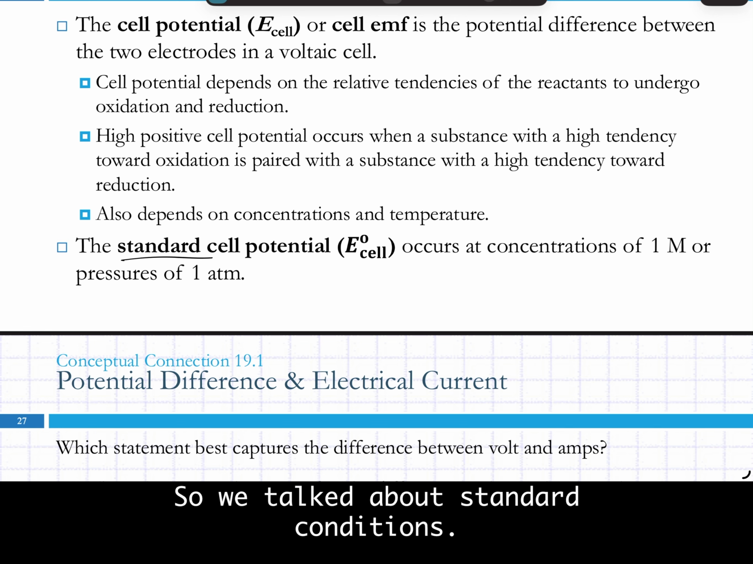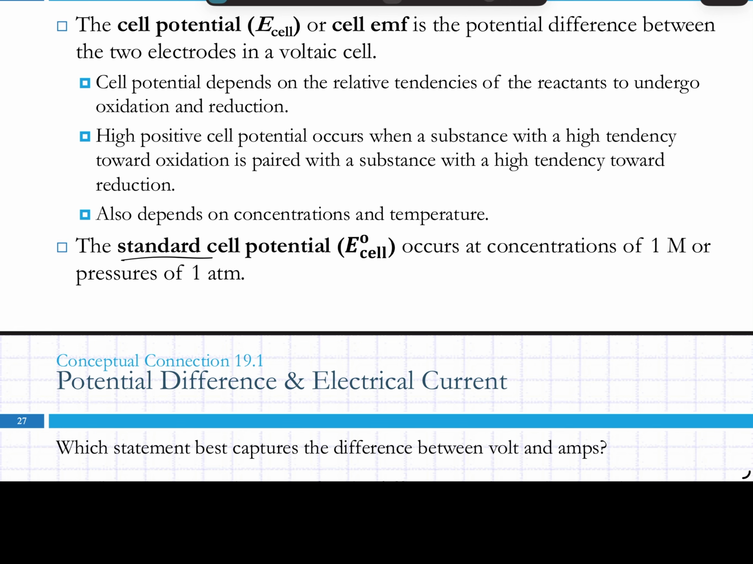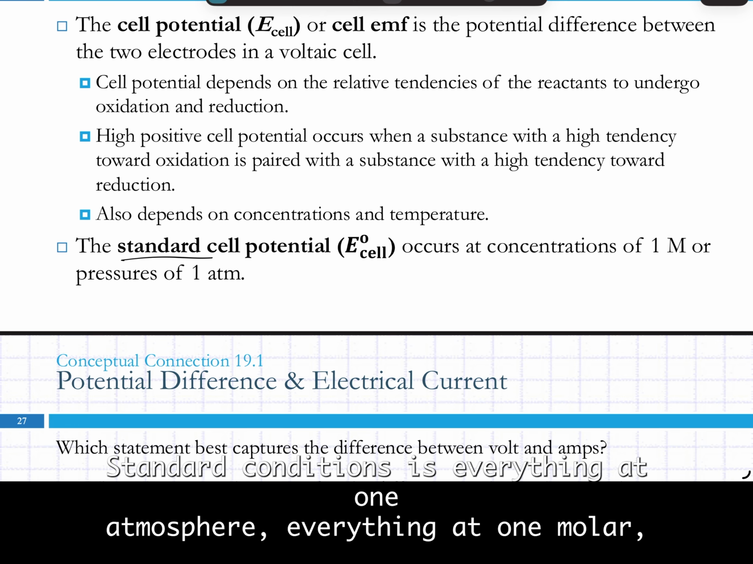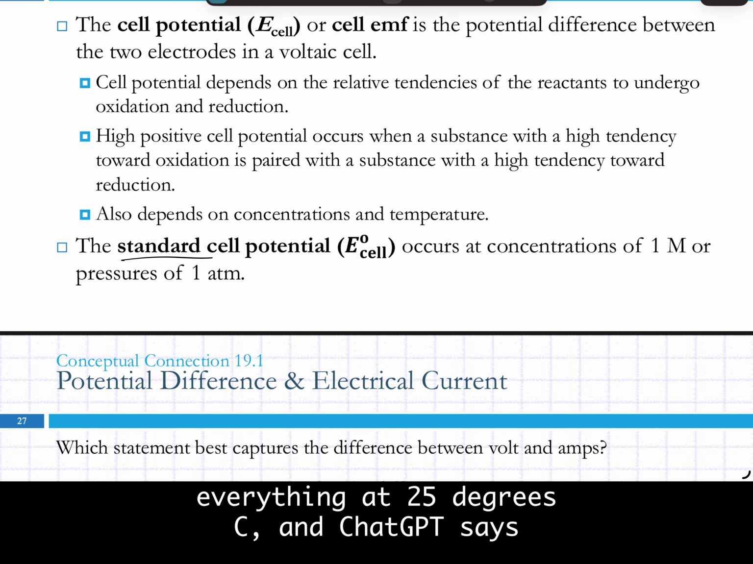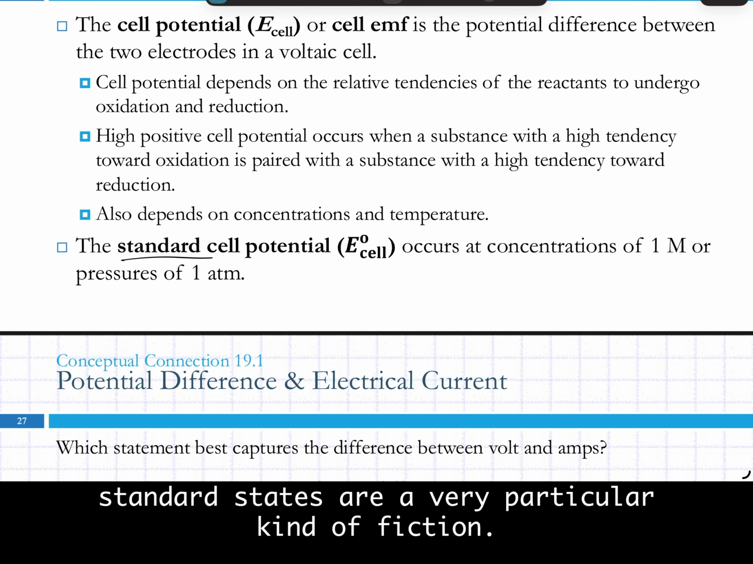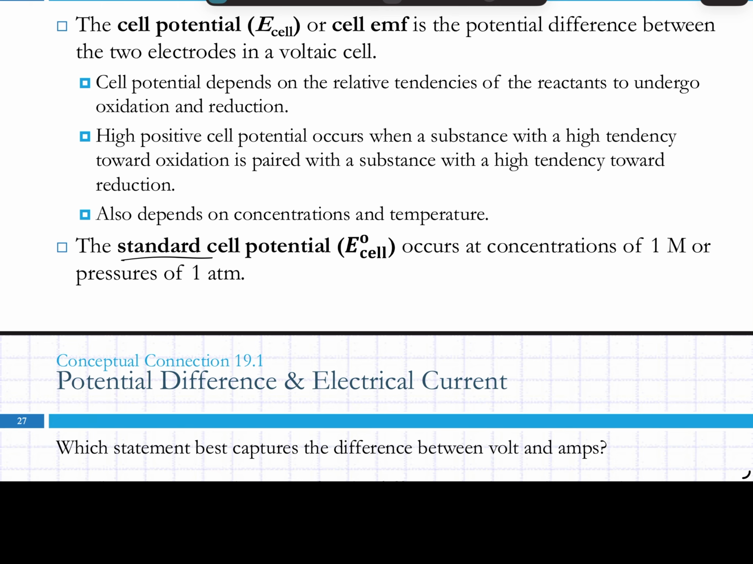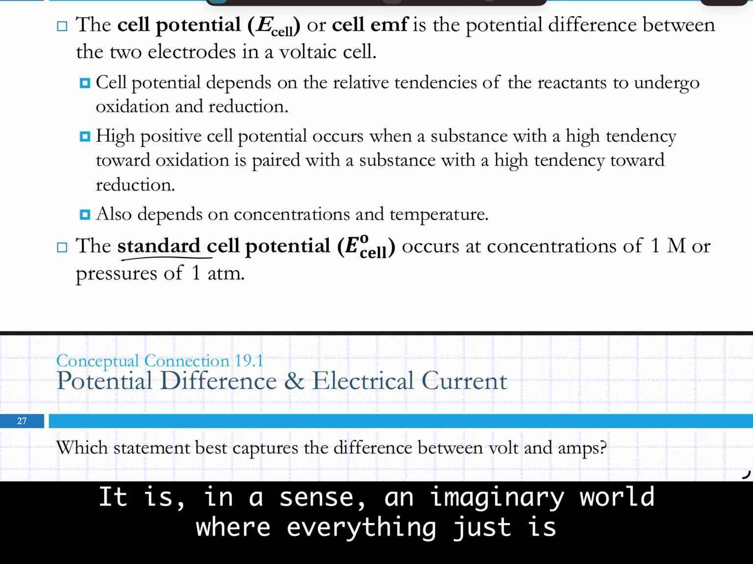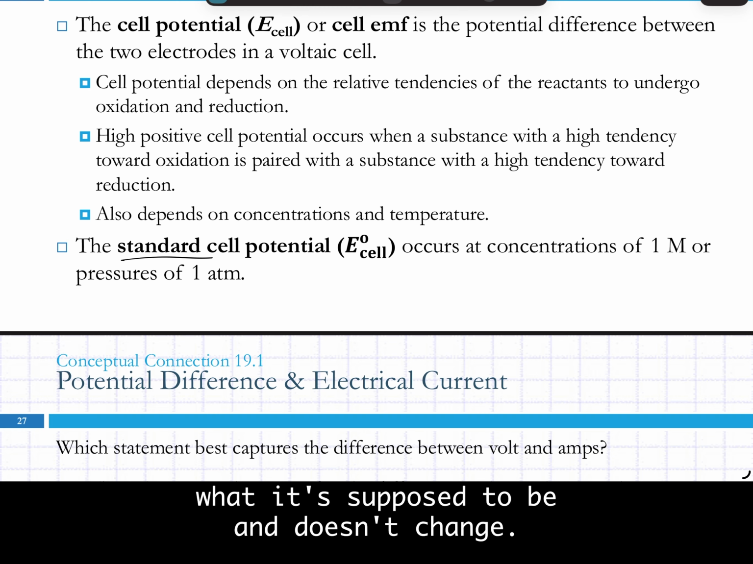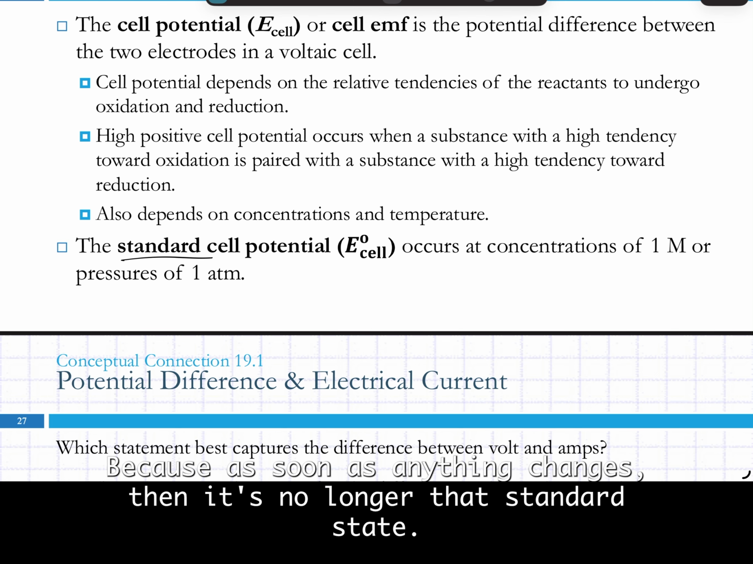So we talk about standard conditions, right? Standard conditions is everything at 1 atmosphere, everything at 1 molar, everything at 25 degrees C. And ChatGPT says standard states are a very particular kind of fiction. It is, in a sense, an imaginary world where everything just is what it's supposed to be and doesn't change. Because as soon as anything changes, then it's no longer that standard state.